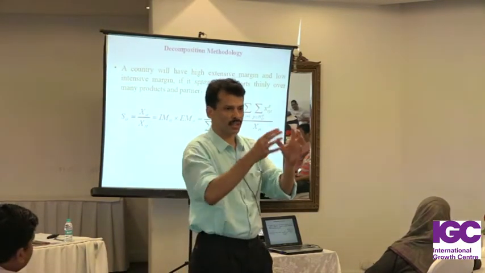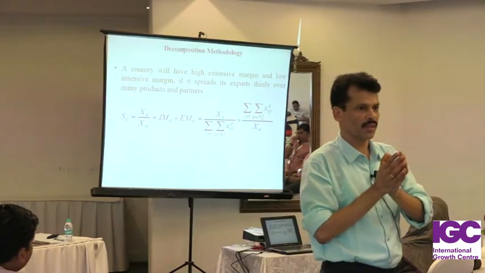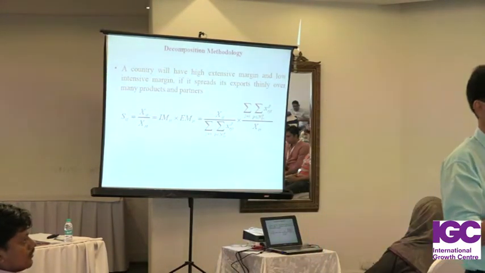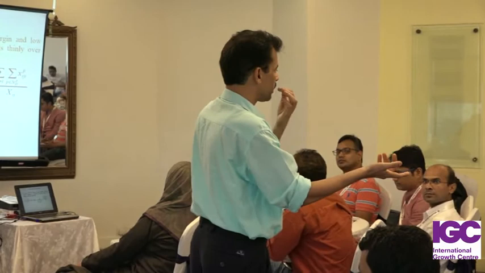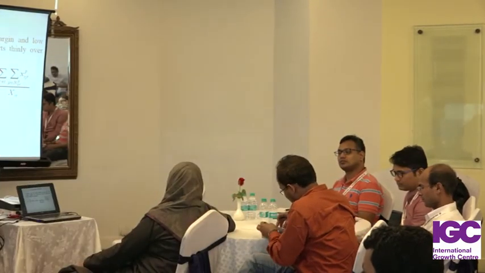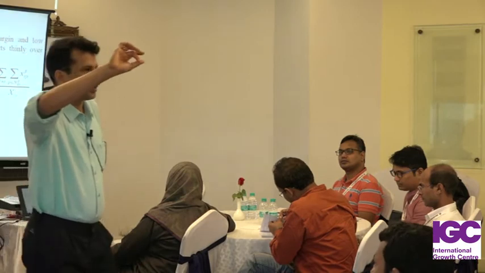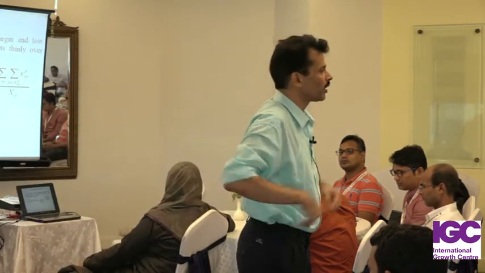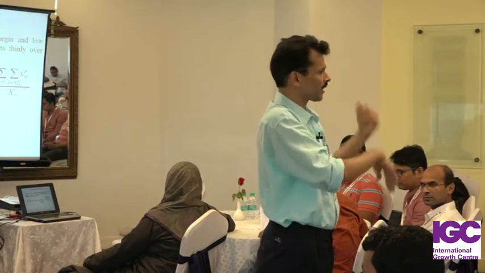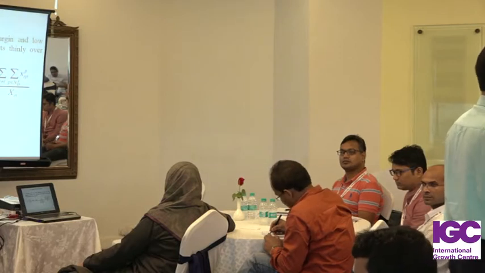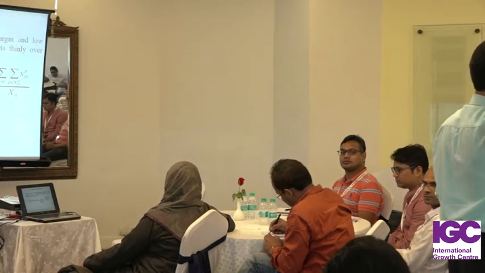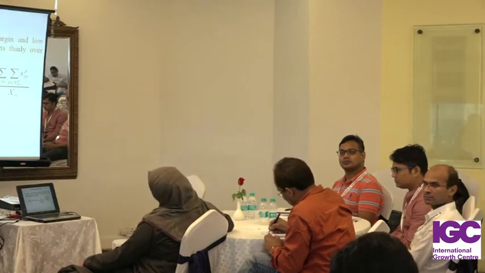The meaning is that the first component is what is called the intensive margin, and the second component is what is called the extensive margin. Why do we call the second component India's extensive margin? Because one simple measure of extensive margin is, suppose we know the total number of products India is exporting and how many partners India is exporting to, so simply count that. Out of 5,000 products we are exporting 2,000, out of 200 partners we are exporting to 150.